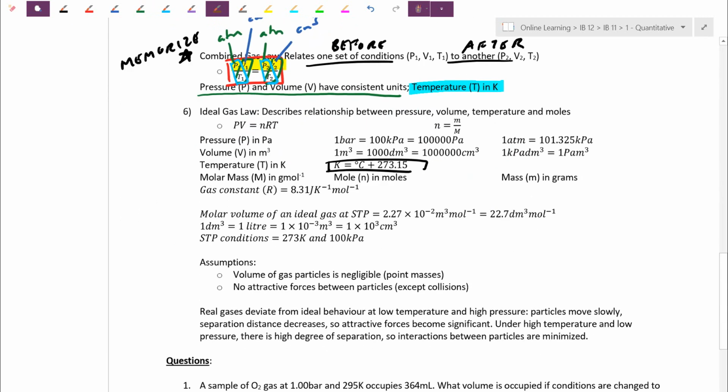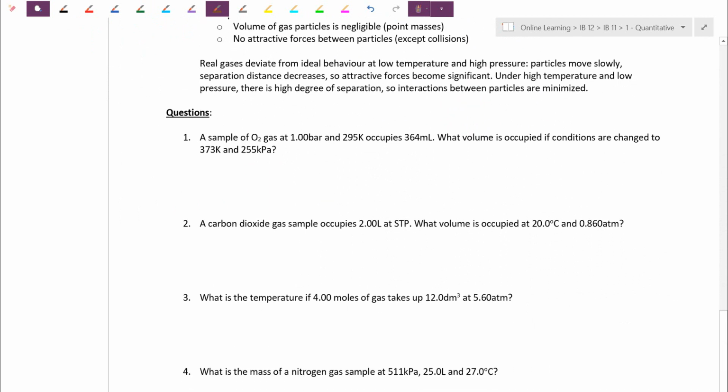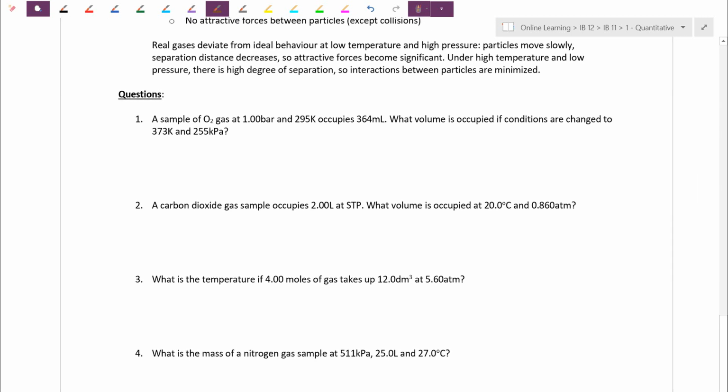So I want to just skip down here on the backside. How do we know whether to use this one or the ideal gas law, which is upcoming? Again, we have to have a notable change in condition. There has to be a before and there has to be an after. So as you read question 1 and 2, I want you to see if you can identify what's the before and what's the after. In this case here, we're interested in a sample of oxygen gas.